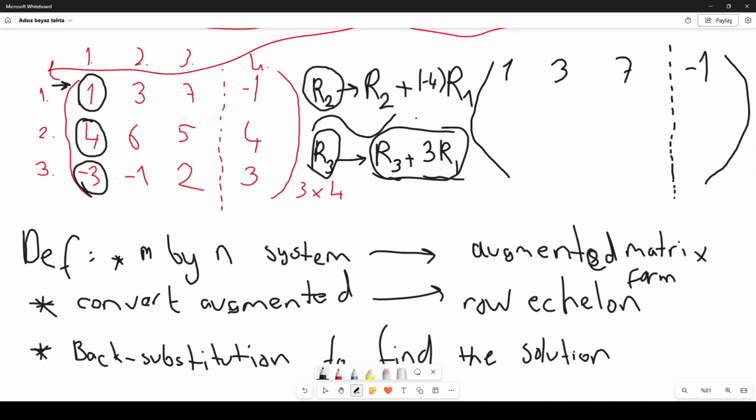Okay, how about the second row? Second row plus minus 4 R1. So multiplying the first row by minus 4, we got minus 4 here, and adding it to R2 we got 0. Minus 4 times 3 is minus 12, add 6 to it, it's minus 6. And minus 28, adding 5 to it, minus 23.